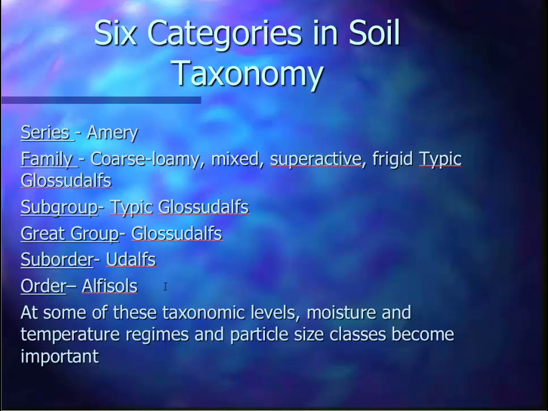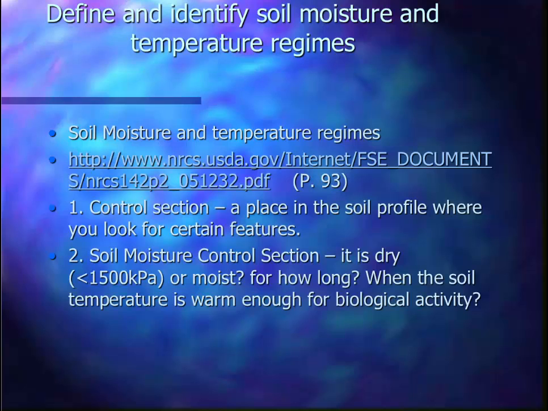Now, the reason that I bring this up right now is that at some of these taxonomic levels, moisture and temperature regimes and particle size classes become very important. For example, if you look right here in the suborder, it has this syllable that says ud, Udic. That stands for a Udic moisture regime. Likewise, up here the family names typically include soil temperature regimes as part of their name. So I wanted to remind you of this because what we're going to discuss today is going to come back into the soil taxonomy.